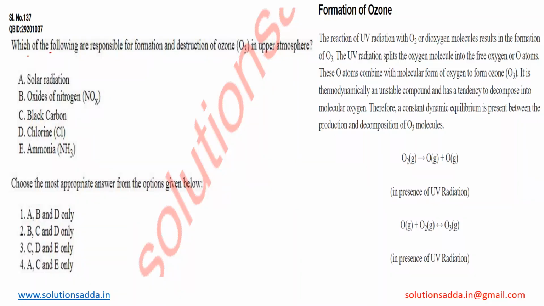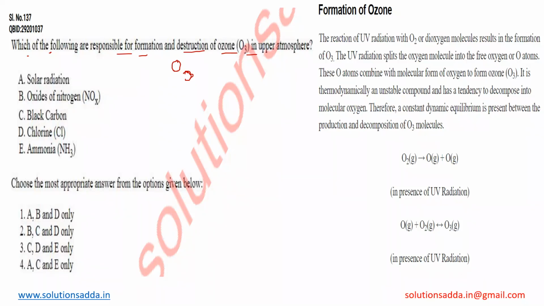Which of the following are responsible for formation and destruction of ozone in the upper atmosphere? Ozone is represented by O3. What is ozone? Ozone is an inorganic molecule with the chemical formula O3. What does destruction of ozone mean? Depletion of O3 can increase the UV radiation entering Earth's surface.